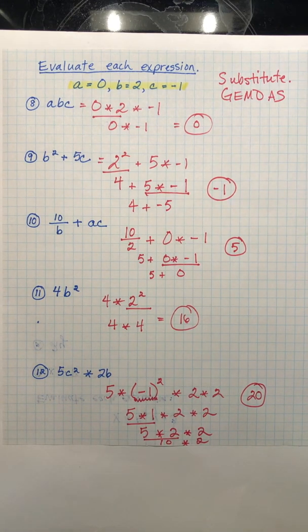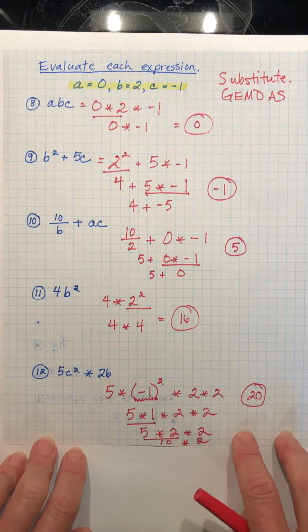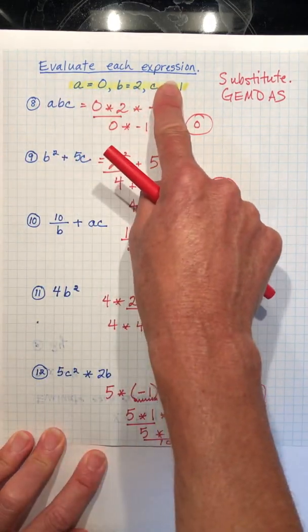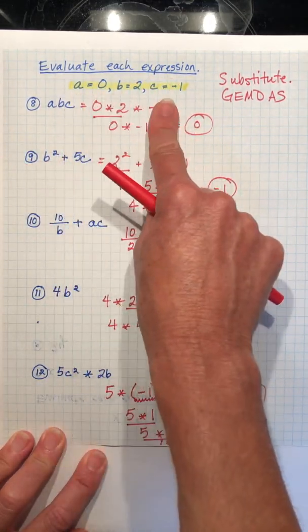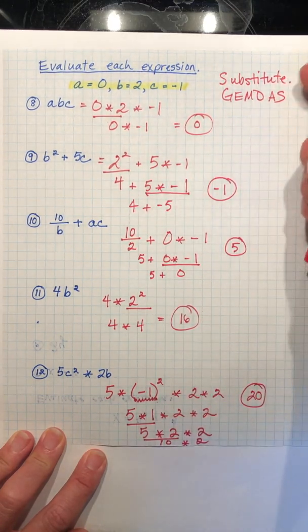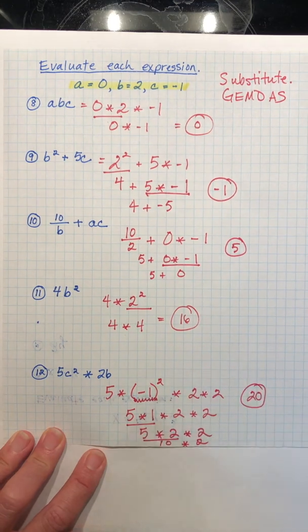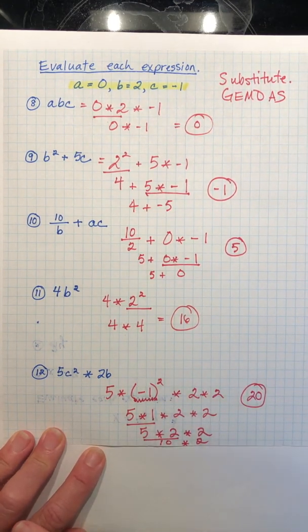And I know I keep saying this, but I know students are forgetting. Everything that I have on my paper, you need to have on yours. So your paper says at the top, evaluate each expression. It has these values. It says substitute and GEMDAS. And it has all these problems copied along with the work and the answers circled.